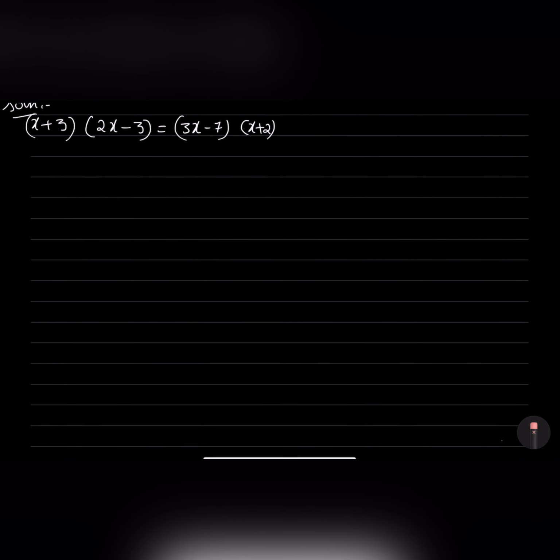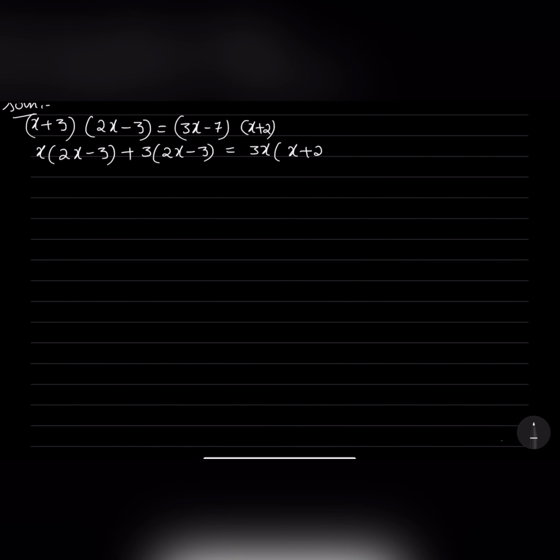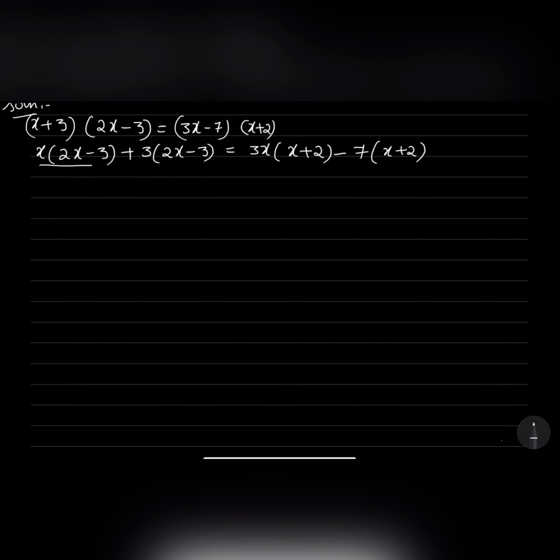If you multiply, we will get it like this. It is x into (2x - 3) plus 3 into (2x - 3) is equal to 3x into (x + 2) minus 7 into (x + 2). And if we multiply the terms, then we will get 2x² - 3x + 6x - 9 equal to 3x² + 6x - 7x, sorry, it is minus 14. Minus 14.